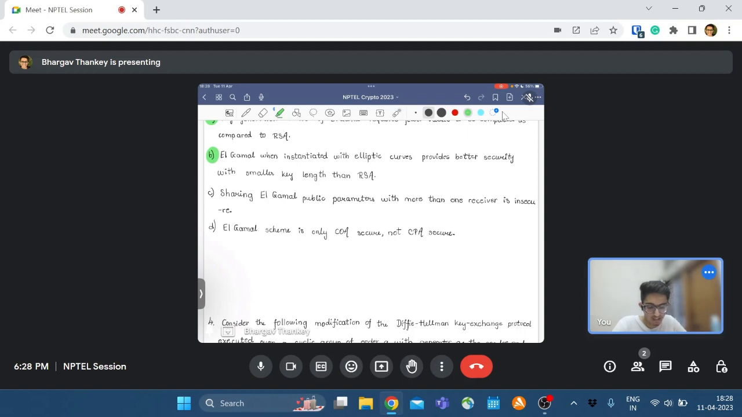And option D is Elgamal scheme is only CCA secure, not CPA secure. This is also false because Elgamal is a public key encryption scheme, and in the public key setting, CCA security implies CPA security. So it is not possible for any public key encryption scheme to be CCA secure but not CPA secure. In particular, it is not possible for Elgamal to be CCA secure and not CPA secure. And in fact, we saw in class that if the group is such that the DDH assumption holds in that group, then Elgamal is indeed CCA secure and therefore also CPA secure. So option D is also false.